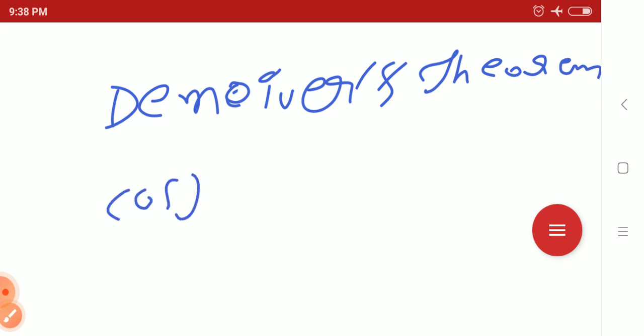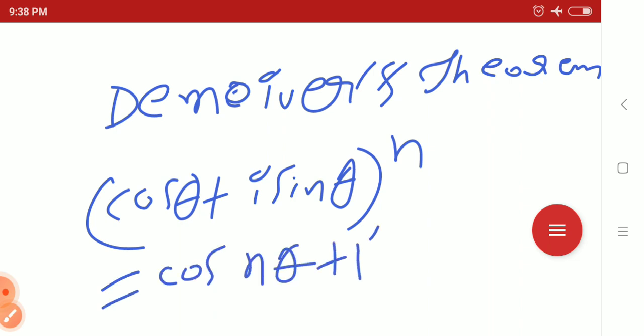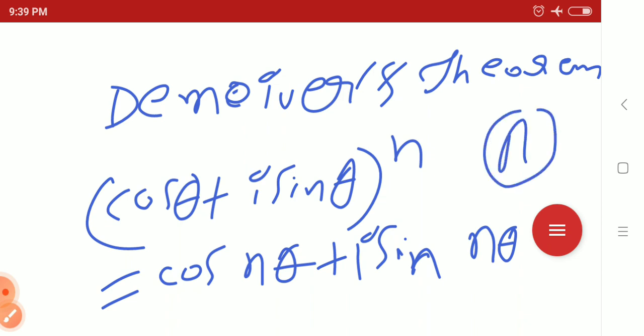So what is De Moivre's theorem? If you are writing (cos theta plus iota sin theta) whole to the power n, it can be written as cos of n theta plus iota sin n theta. This is De Moivre's theorem, where n is an integer.